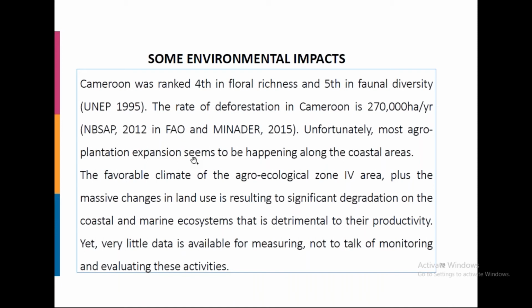From the studies done by UNEP in 2005, Cameroon was ranked among the first 5 countries richest in biodiversity. But with the accelerated rate of deforestation that is experienced, unfortunately, this is mostly as a result of these agro-industrial plantations that are expanding rapidly within these coastal zones of Cameroon as a result of its favorable climate, like I already said. With the massive land changes, this results in significant degradation of the coastal maritime ecosystem. Thus, there is very little recent data on the environmental impact of these agro-industrial activities on the coastal ecosystems of Cameroon.